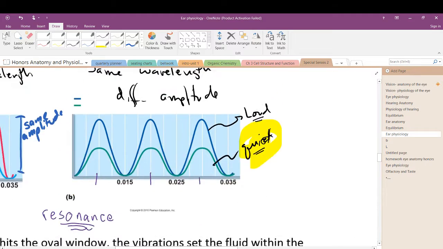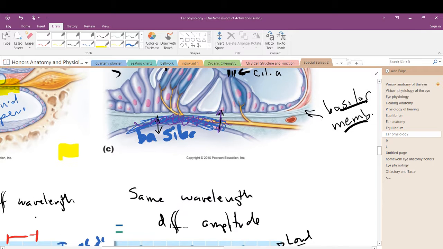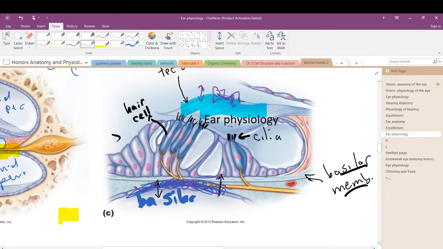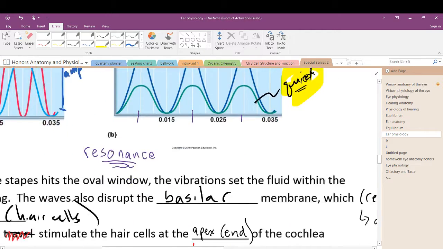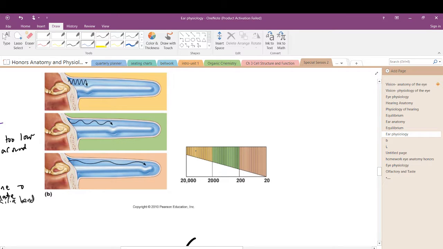So let me make sure we get that clear. We're going to take a look at this basilar membrane right there. But you've got to realize that this is actually kind of extending back along the cochlea. And as it does so, if you could look at it from the top, you would notice that the basilar membrane is actually a different length.